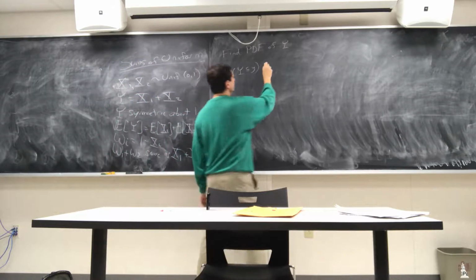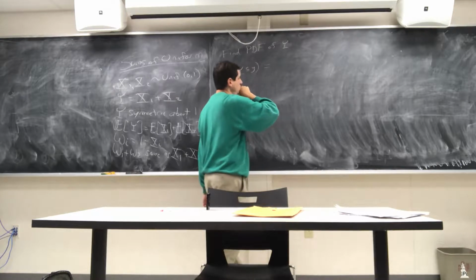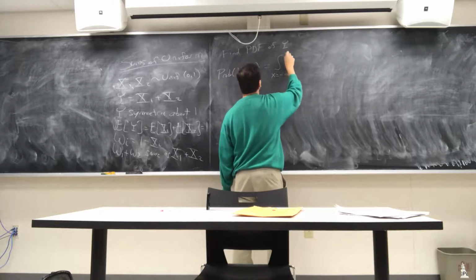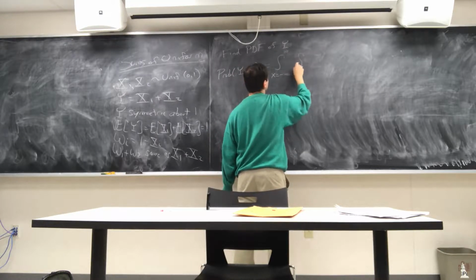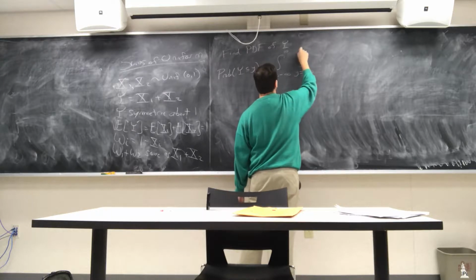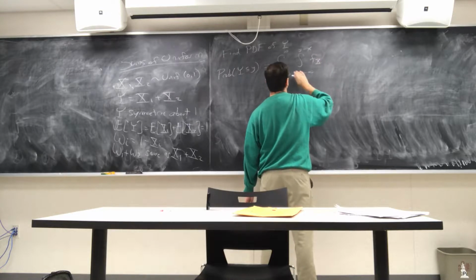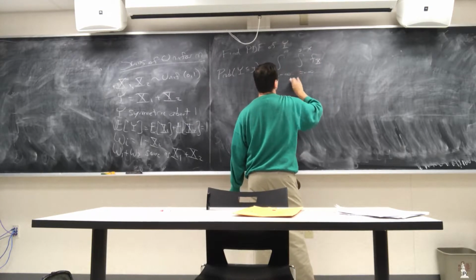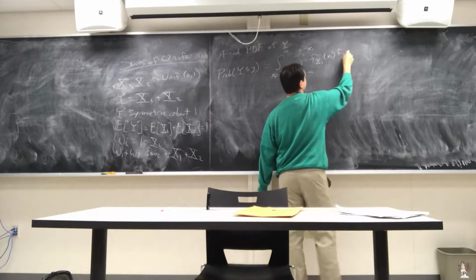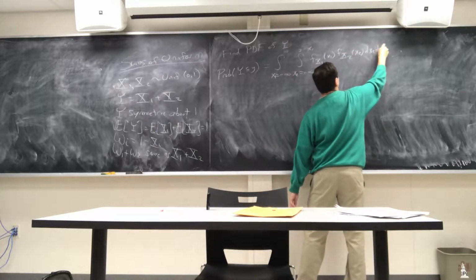And by definition, this is going to be: x goes from minus infinity to infinity, and then y goes from minus infinity to y minus x, of the density of x1, the density of x2, dx2, dx1.